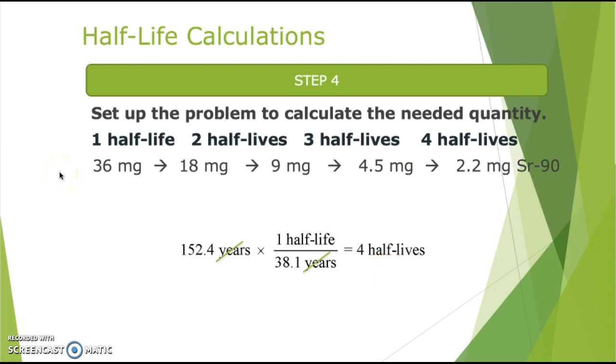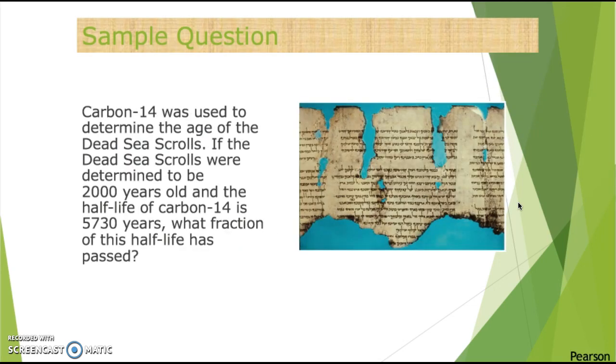Well, let's go ahead and write it down. Originally I have 36 milligrams. After the first half-life, I'm going to go down to half that amount, which is 18 milligrams. After 2 half-lives, 18 will go down to half the amount, 9 milligrams. After 3 half-lives, 9 milligrams will go down to 4.5 milligrams. After 4 half-lives, it will go down to 2.2 milligrams of Sr-90. So basically I have 2.2 milligrams left of Sr-90 after that amount of time.